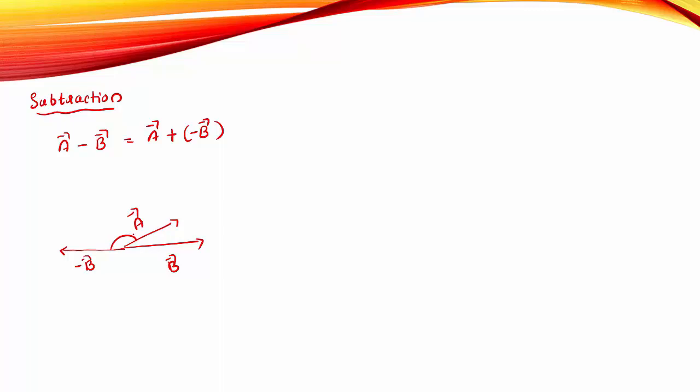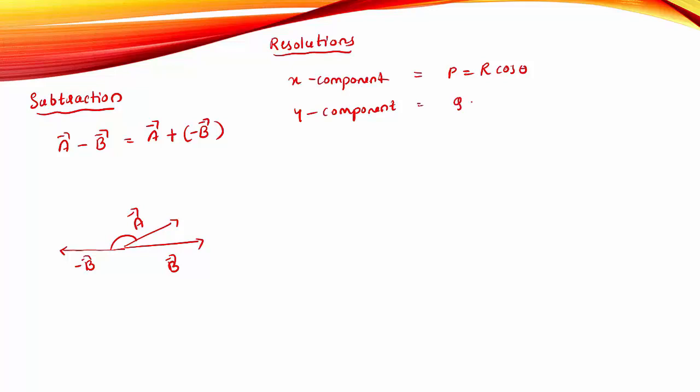Right. Then after that we studied resolution of the vectors. Resolution means splitting up of a vector into two components. One vector is divided into two components along the x and y axis. Yes, we studied x component and y component. The x component is given by the equation, in general, p equal to r cos theta. The y component is given by the equation q equal to r sin theta. These are the x and y components, or horizontal and vertical components.